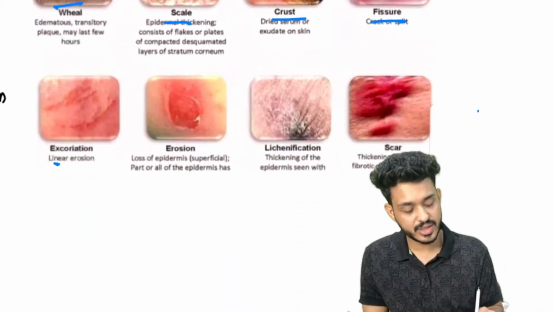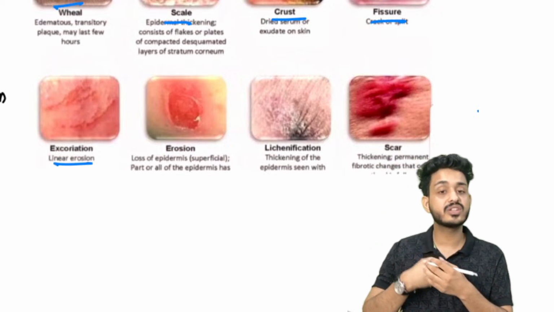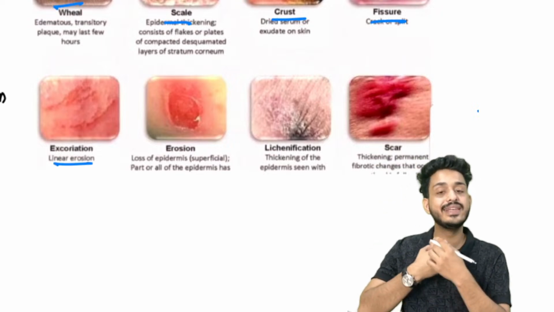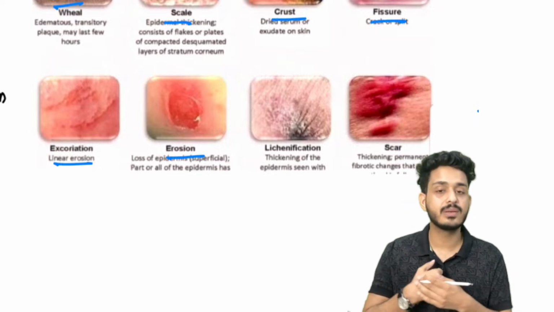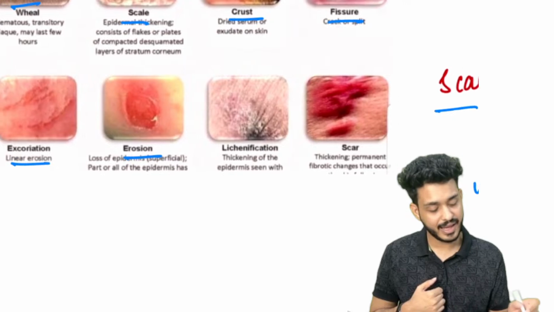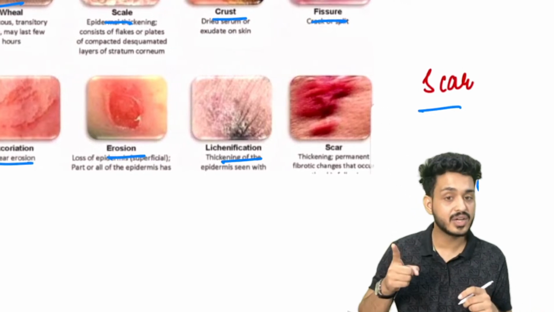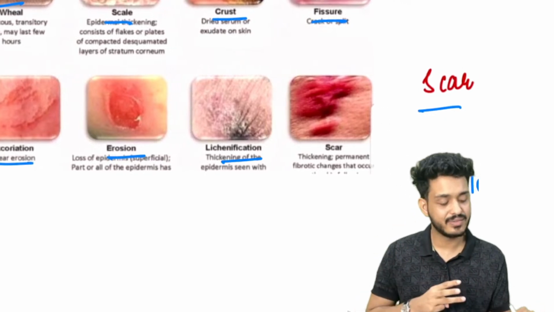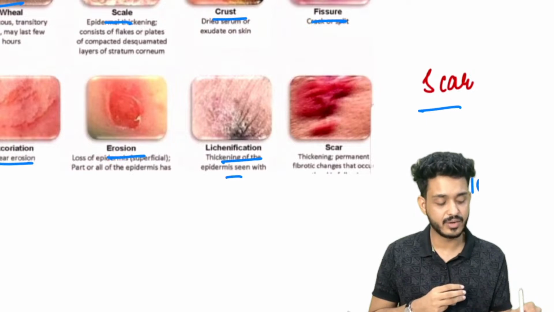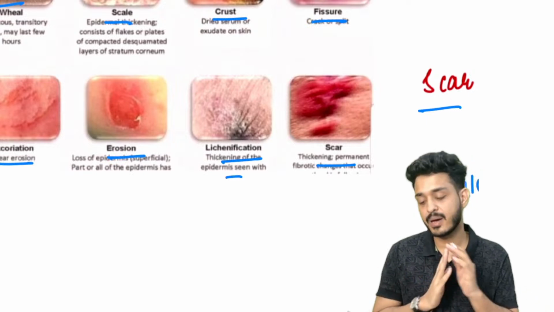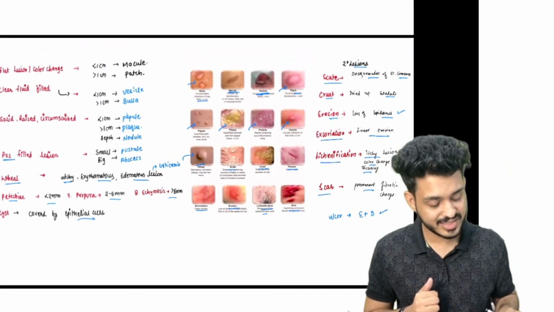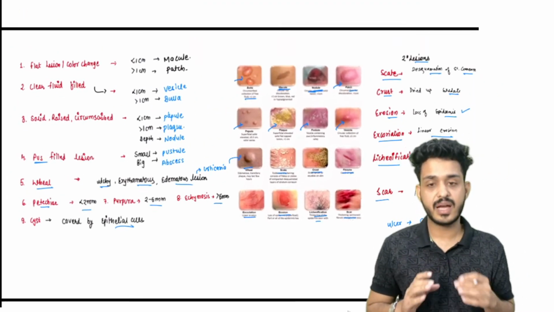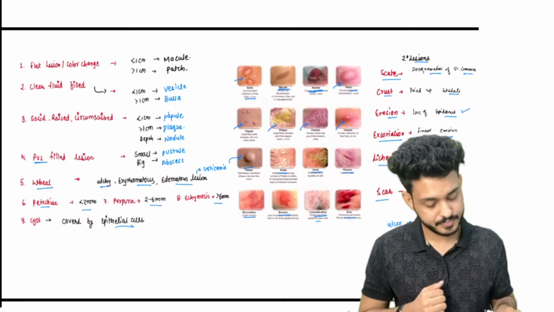These are your excoriations. Basically, what is excoriation? Only linear loss of epidermis is known as excoriation. What is erosion? There will be loss of epidermis. And what is lichenification? There will be color change, itching, and hypertrophy. Thickening will be there. And scar is a permanent fibrotic change. Are you done with these lesions? All these lesions are clear to you?